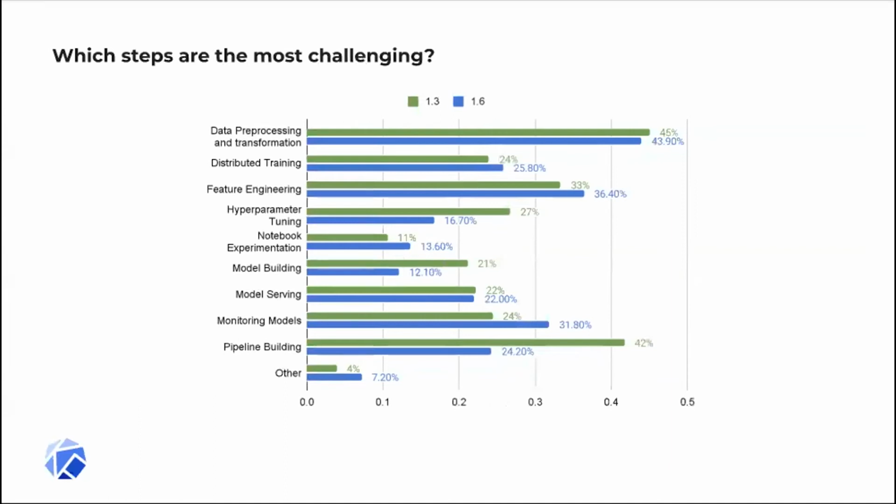And then the next, which steps are most challenging? So this also kind of collides with the previous, where pipeline building almost had like a 50% decline. And then hyperparameter tuning and model building also showed a very noticeable decline with the new release, with the 1.6.